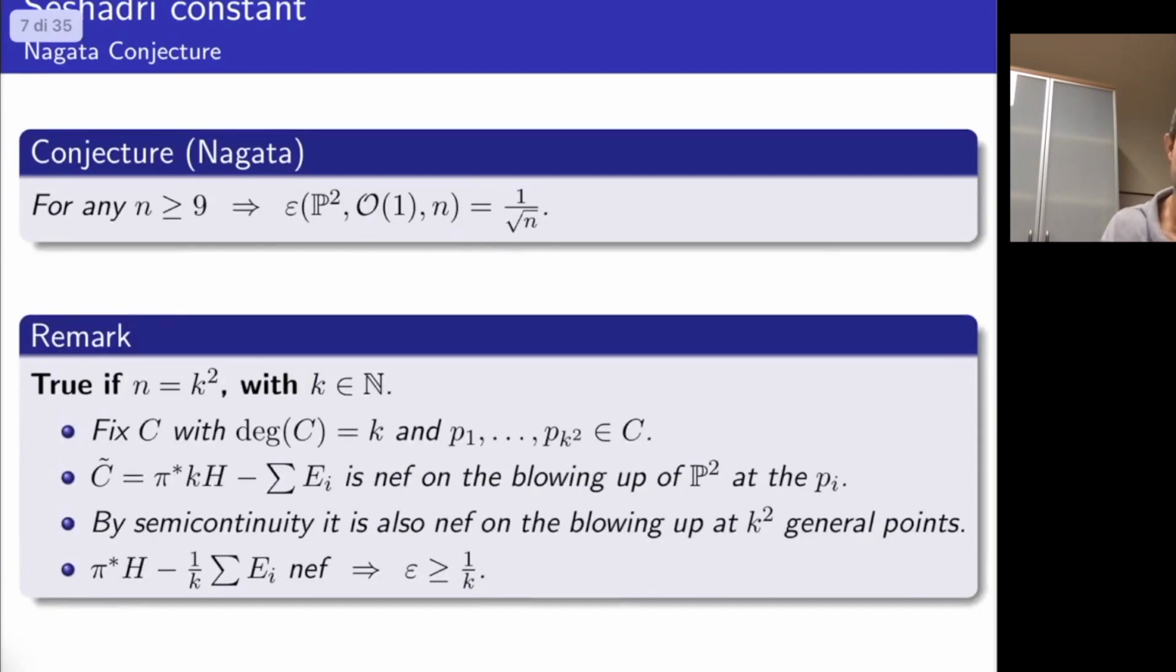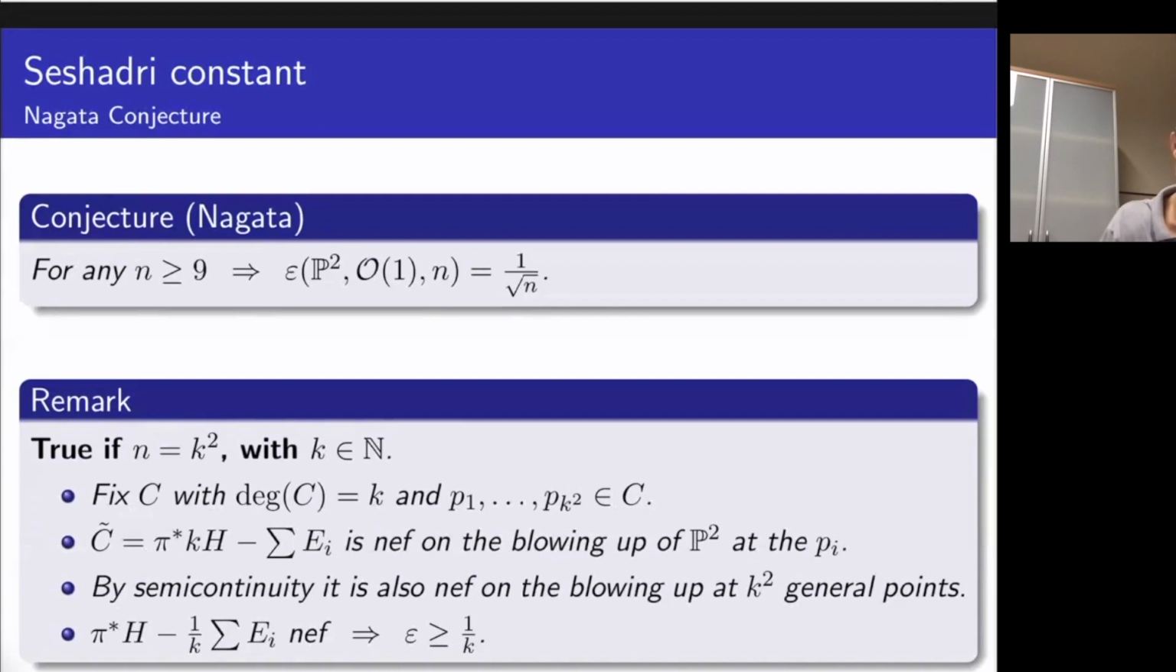But when n is at least 9, in general we do not know the value of the multiple Seshadri constant, apart from when n is a perfect square. There is a conjecture, the Nagata conjecture, saying that the Seshadri constant, when n is at least 9, is always the biggest possible, which is 1 divided by the square root of n. But it is known only when n is a perfect square.